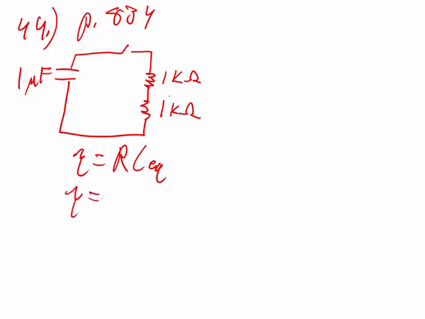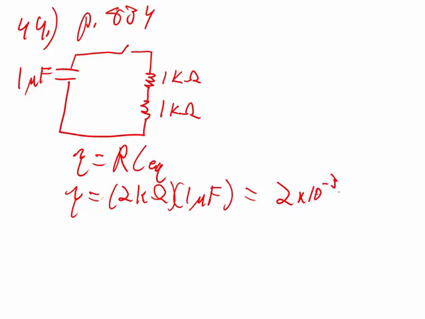So tau is equal to the resistance. These two are in series, so just add them up. You're allowed to do that because they're in series; that's what we do for resistors in series anyway. 2 kilo ohms times the equivalent capacitance, which is 1 microfarad, 10 to the negative 6th. So what do we get? 10 to the negative 6th times 2 times 10 to the 3rd, and we get 2 times 10 to the negative 3rd seconds, or 2 milliseconds. Be sure you know how to use those prefixes. I hope this helps.